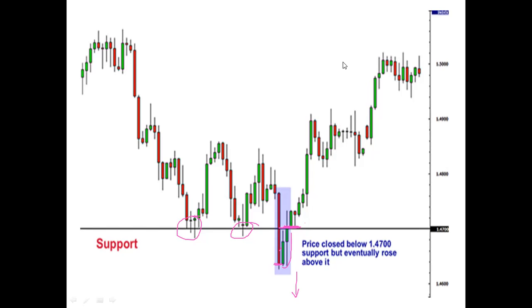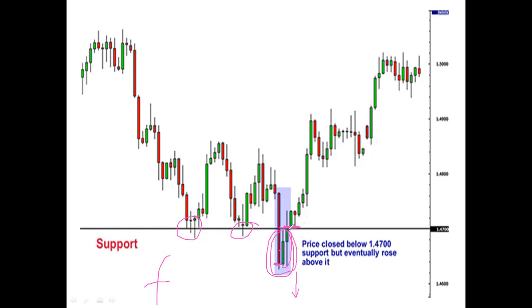So this break over here is called a false break. It is called a false break. It broke through just to confuse traders to think that this trade is going to go sell. And then immediately the trade came back up, closed above the support, and then it continued. So it is possible you might get false breaks.